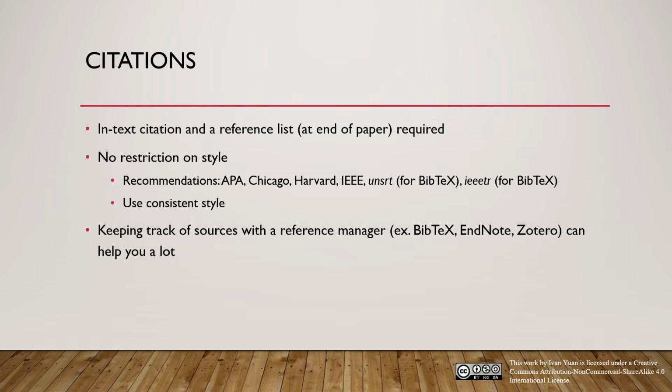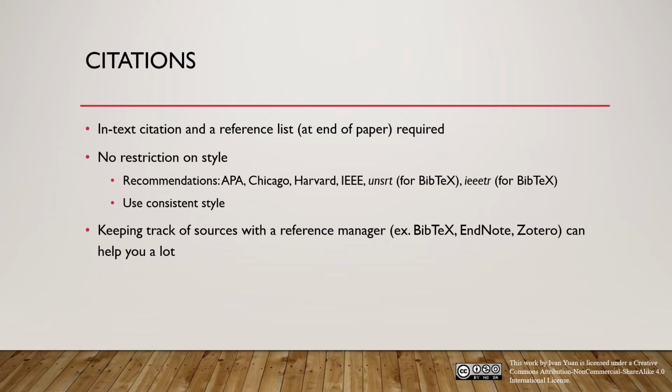First of all, citations. To show people that one, you're not plagiarizing, and two, you used evidence, you should use citations. We need two types of citations, which are in-text citations and a reference list at the end of the paper. And in math modeling, particularly, we don't really have a restriction on style. However, it is always a rule of thumb that you must use a consistent style, which means you cannot jump from APA to Chicago and Harvard in one paper.